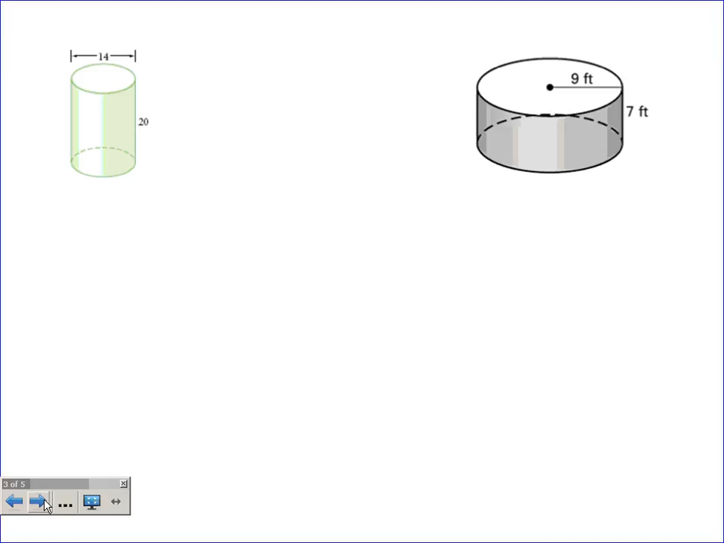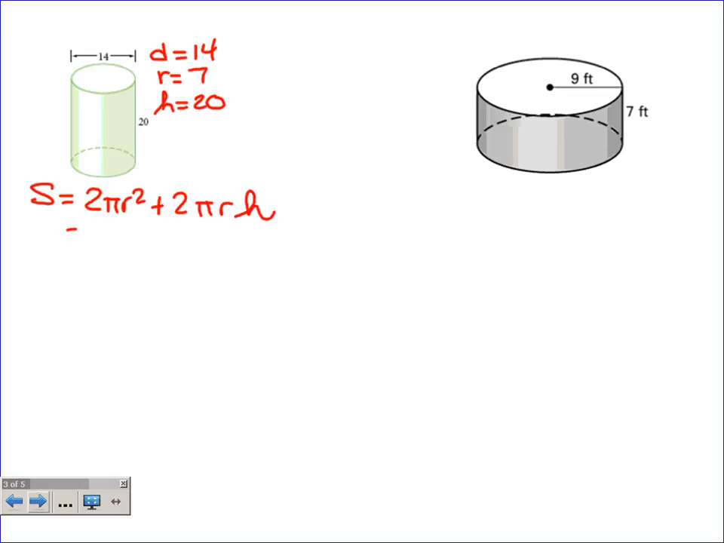Okay. What's the name of the shape? Oh, good job. We are given the diameter equals 14. So what does the radius equal? 7. We also know the height equals 20. Find the surface area. Remember that's 2 pi r squared plus 2 pi r h. So all we have to do is say 2 pi, r is 7, so that's 7 squared, plus 2 pi times 7 times 20.